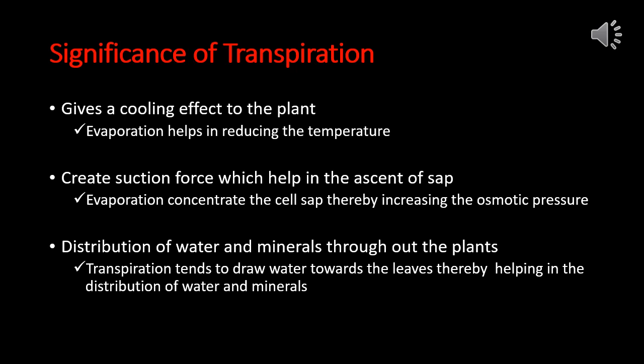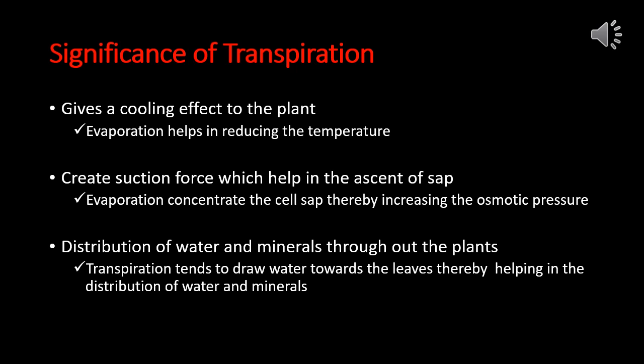Transpiration helps in the ascent of sap by producing a suction force acting from the top of the plant. Evaporation of water vapor from the leaves concentrates the cell sap and increases their osmotic pressure. This draws water from the cells at the lower levels in a sequential manner. That means, as transpiration takes place from the leaves, the root can absorb more and more water from the soil, and it can be transported to the upper parts of the plant.